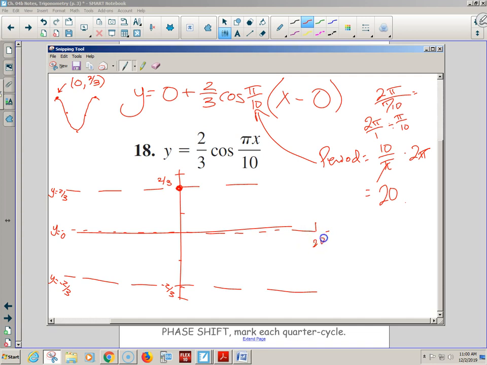So 20 is how long? What's half of 20? Because 0 plus 20 is 20. Oh my goodness. Come on, wake up. What's half of 20? Everybody, it should be math facts. Pop out.